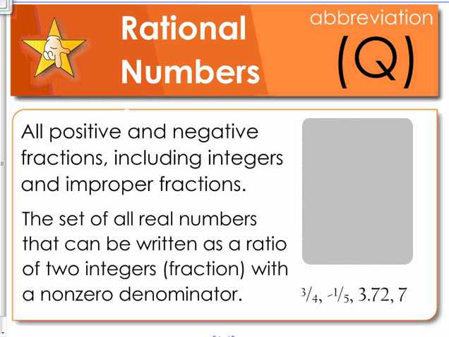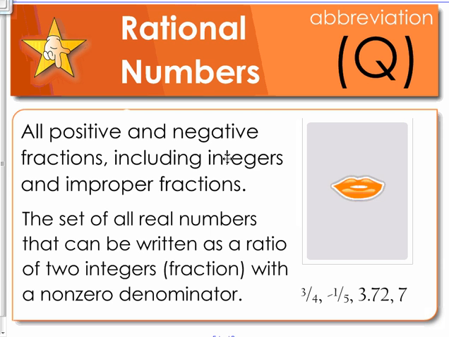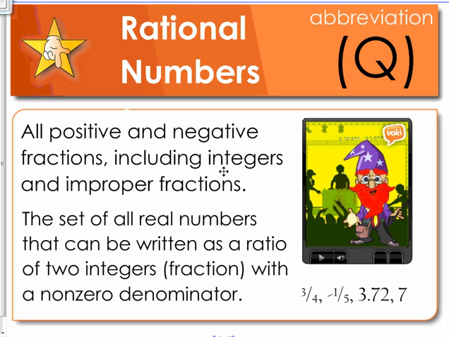All right, which brings us to our big idea of what rational numbers are. Rational numbers are all positive and negative fractions, including integers and improper fractions. So this means that, for example, we have 3/4, -1/5, 3.27 or 7/2. So it includes fractions, negative fractions, decimals. I don't have an example on here, but negative decimals and whole numbers, both negative and positive.